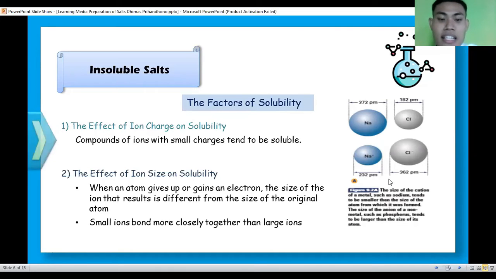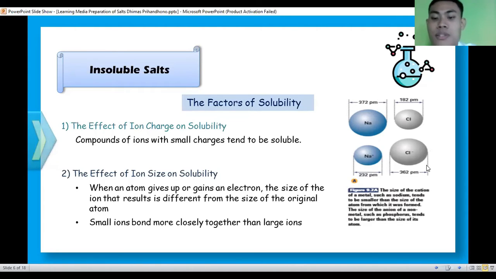And then in general, the ions of metals tend to be smaller than their corresponding neutral atoms. For the ions of nonmetals, the reverse is true. The ions of nonmetals tend to be larger than their corresponding neutral atoms. You can see that there is a chlorine atom and a chloride ion.